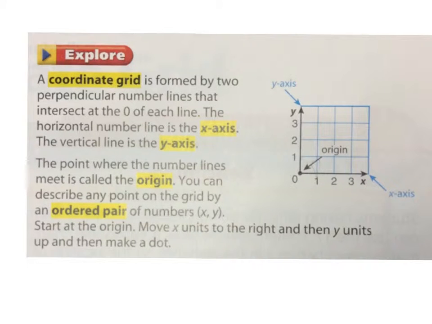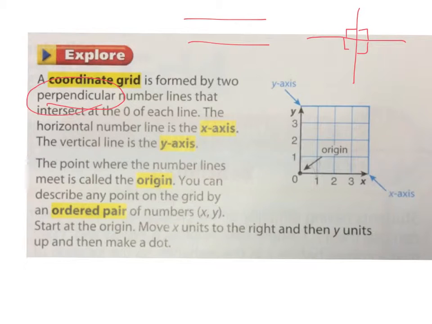A coordinate grid is formed by two perpendicular number lines. What does the word perpendicular mean? Perpendicular is two straight lines that form a right angle. So these two lines are perpendicular because the angles they form at the intersection are 90 degrees, or right angles. Are those two lines perpendicular? No, those are parallel.